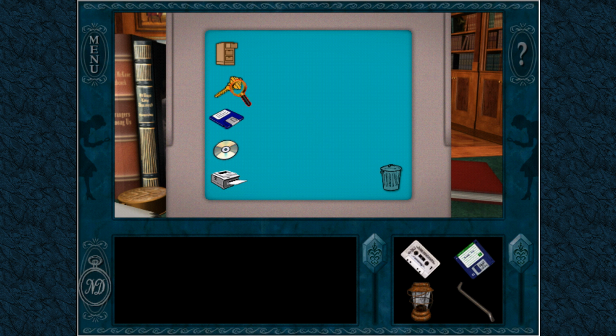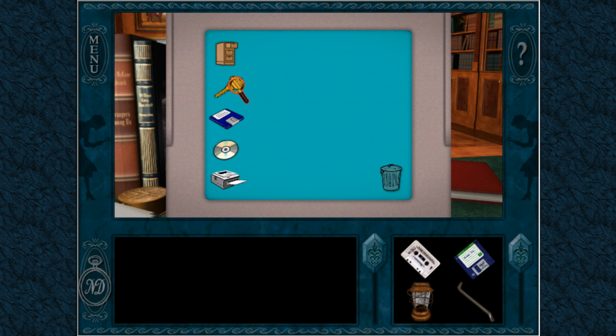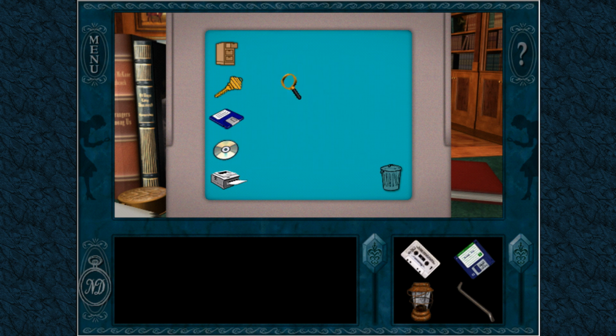Let's try to see here. Of course, we have San Francisco City Guide. This is his files. Hotels. Okay. Key. Yes. Okay, so briefcase is right here, obviously. 46534868. So that is probably going to be the code to open his briefcase, of course.